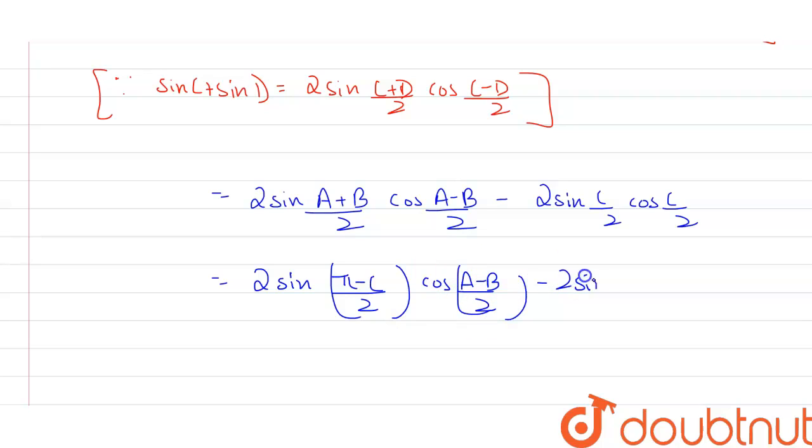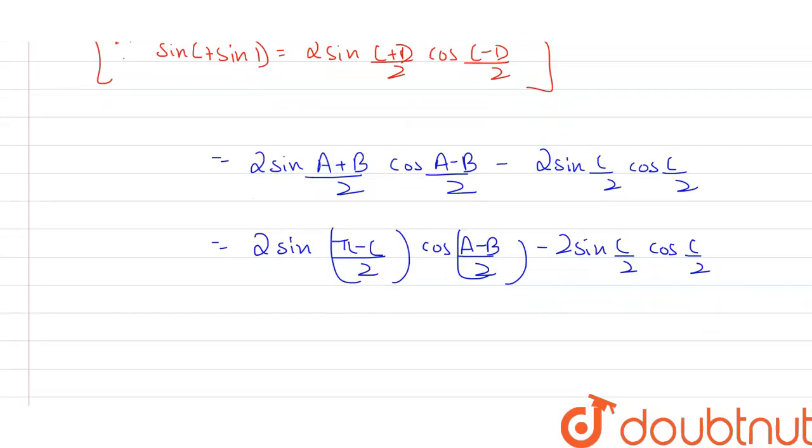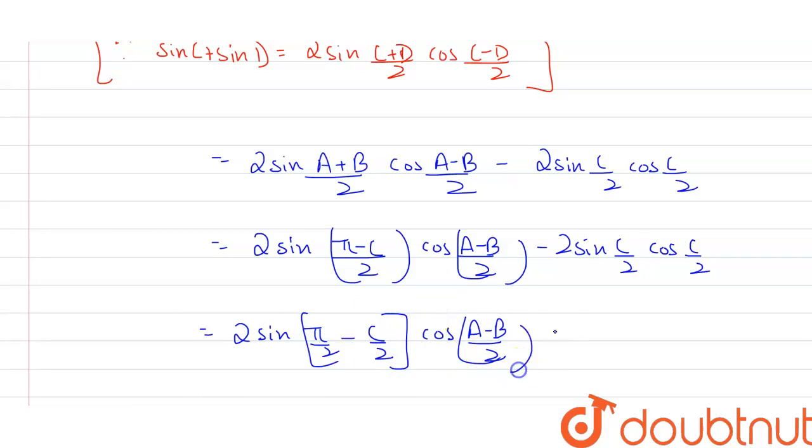And minus 2 sine C by 2 and cos of C by 2. After this, it can be written as 2 sine of (pi by 2 minus C by 2), and here I have cos of A minus B by 2. I am left with minus 2 sine C by 2 cos of C by 2.